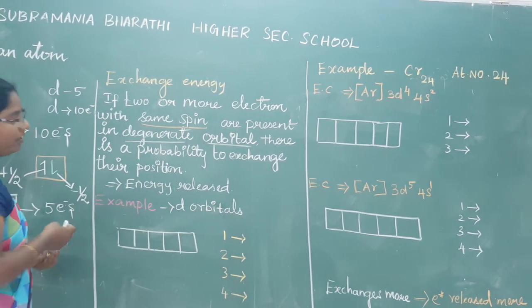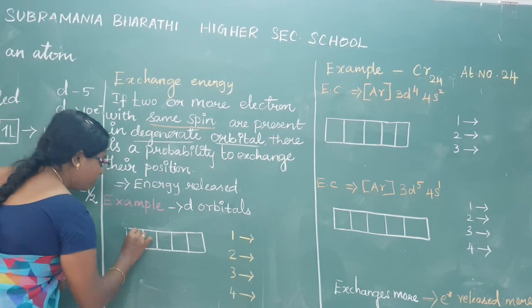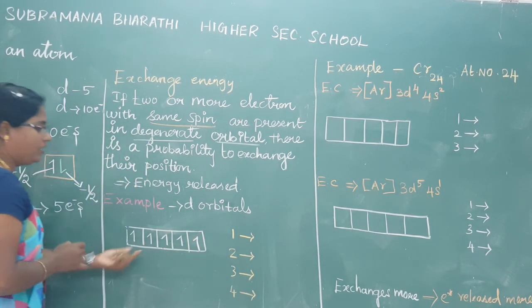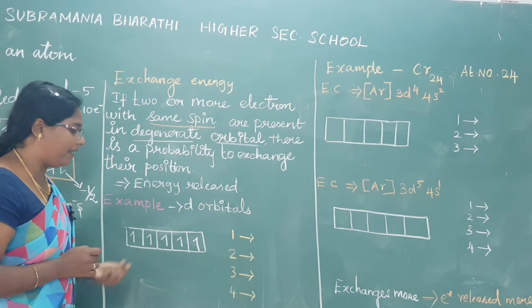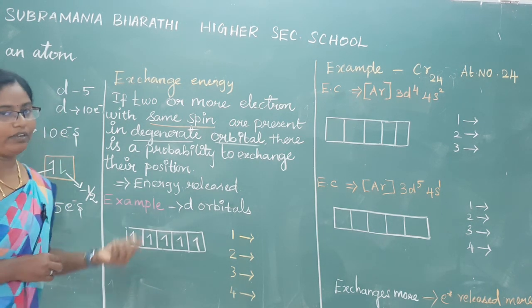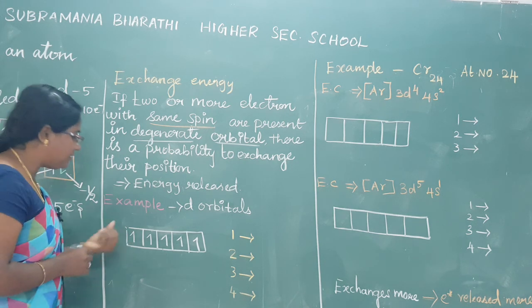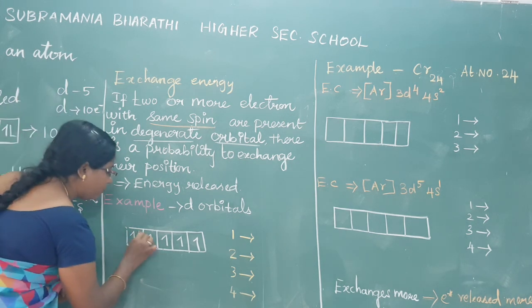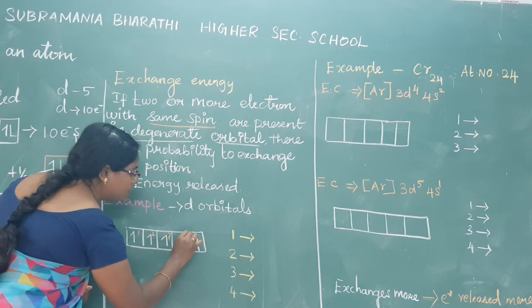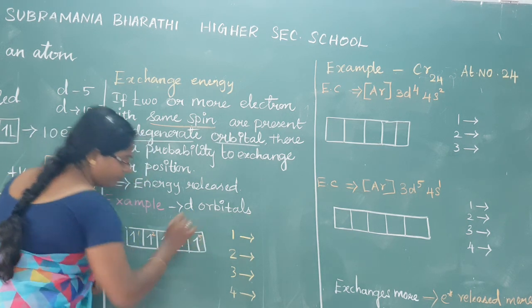So, I am having half filled configuration. I am writing 5 electrons in each set. I have written 1 electron, so it is having the half filled configuration and it is having the 5 electrons. But this time this is called first electron, this is second electron, this is third electron, and this is fourth electron, and this one is fifth electron.